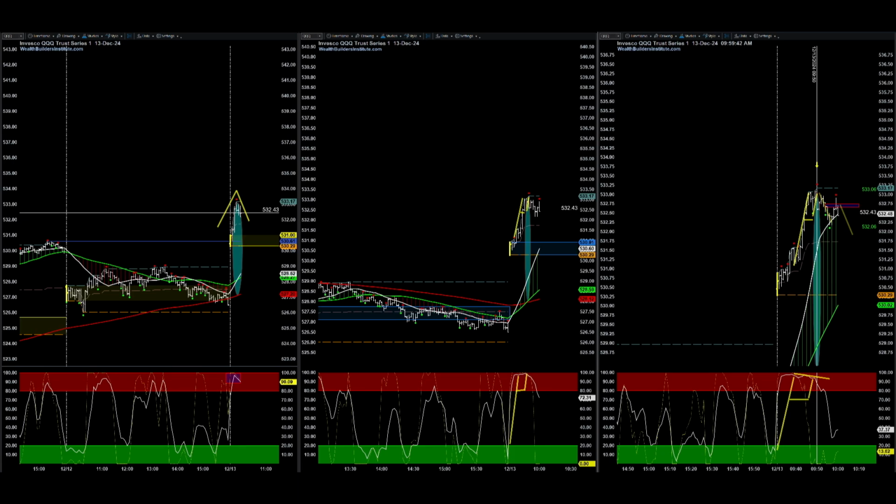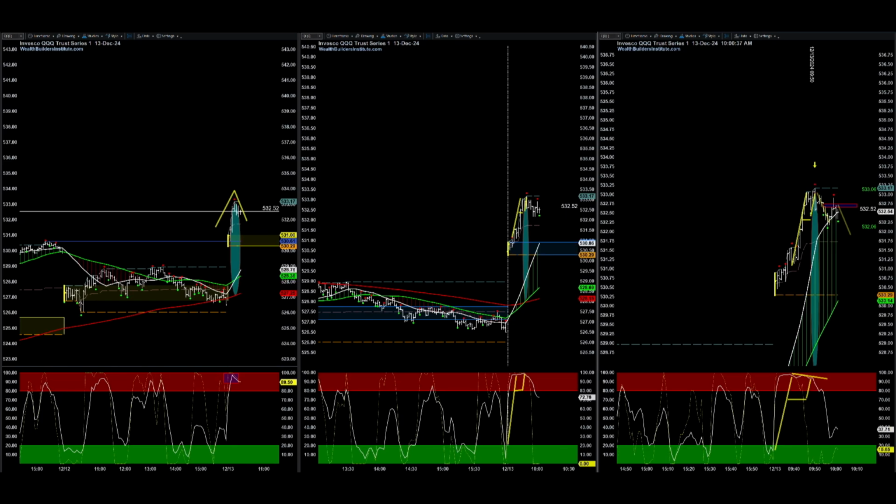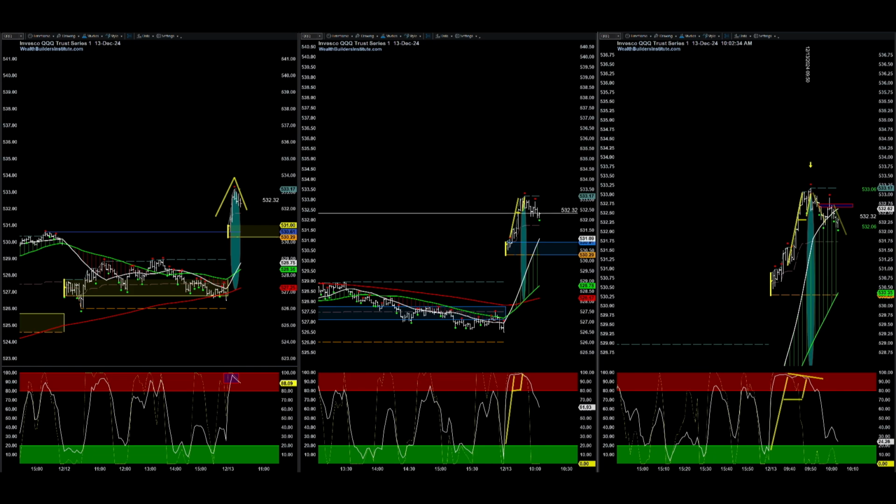But moving forward, as you can see, we're coming off of the corrective wave when we're starting to head back down. I expect to see the price come all the way down to the point of control.